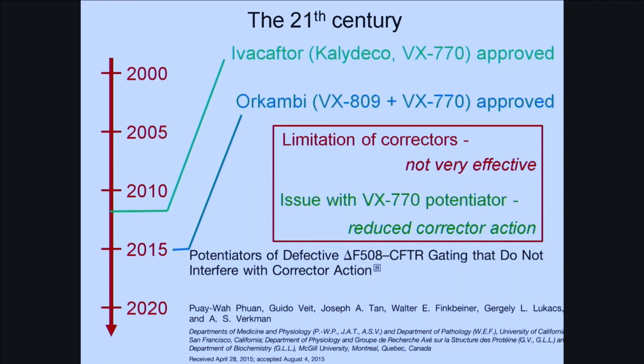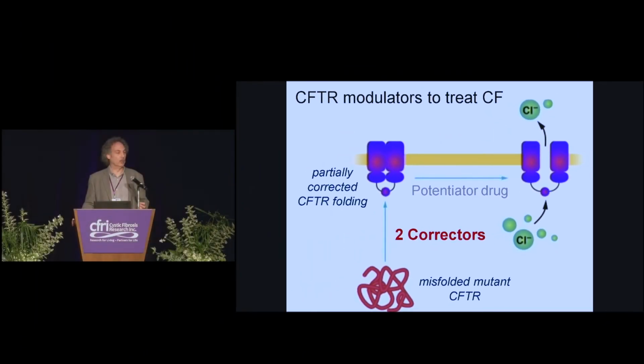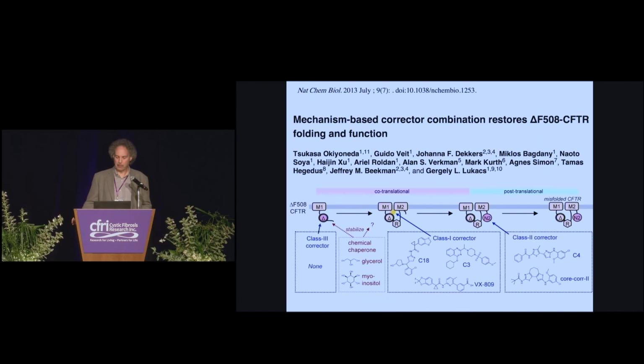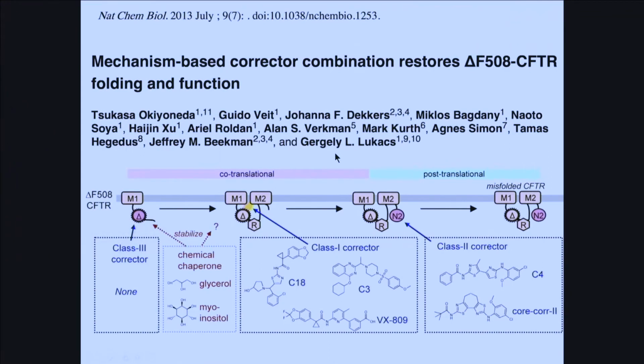So the obvious thing is that if one corrector doesn't work very well, add another corrector. Hopefully two correctors would be better than one corrector. And it's actually a good scientific rationale. In this paper that we did in collaboration with Gergely Lukács in Montreal, our close collaborator, he discovered that certain chemicals affect certain parts of the molecule.